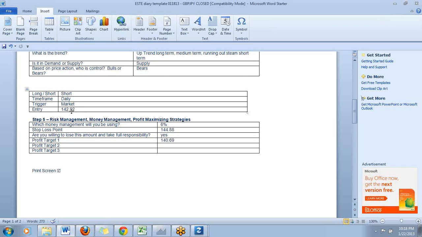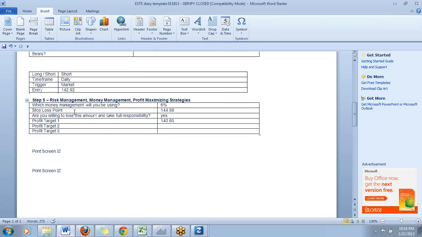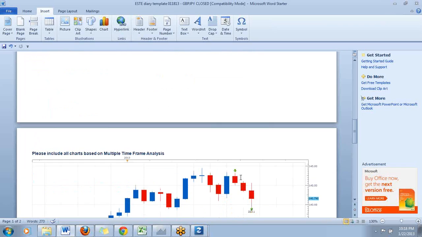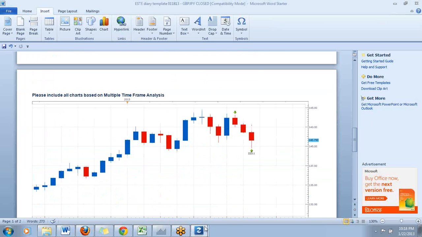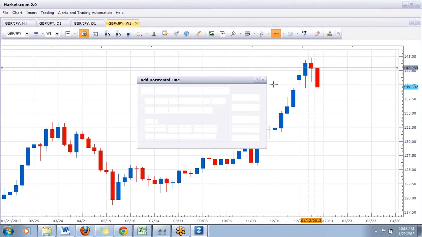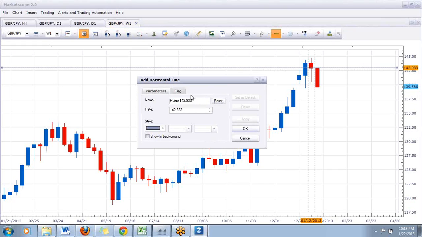Entry price of 142.92. So 142.92, target was 140.69, actually it even went below 140.69. So that's from that point of entry, 142.92. Let me draw freehand from 142.92.